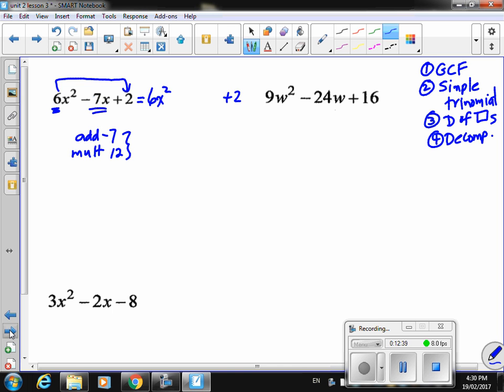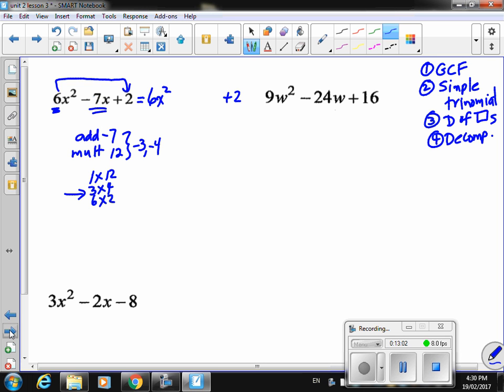Multiplying to 12, brainstorming here. 1 times 12, 3 times 4, 6 times 2. And we want these two numbers to multiply to a positive, so they both need to be the same sign, but add to a negative. The choice that works is that one if they're both negative.